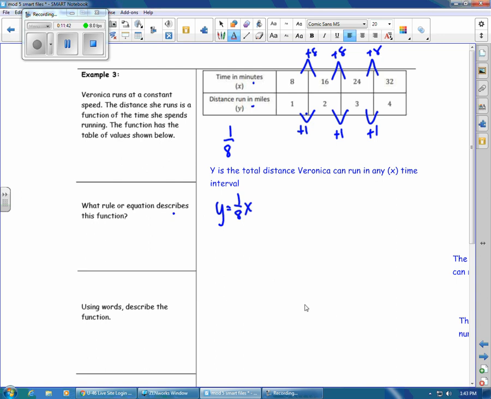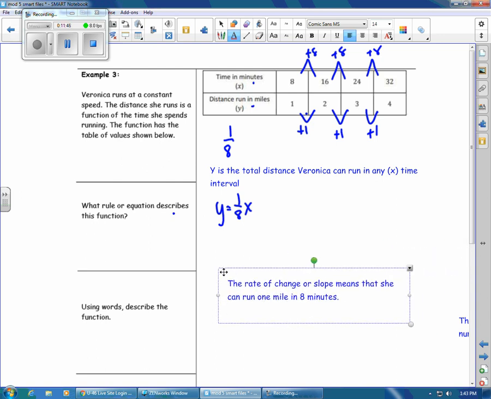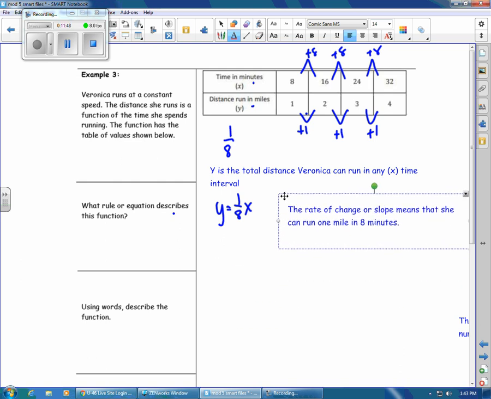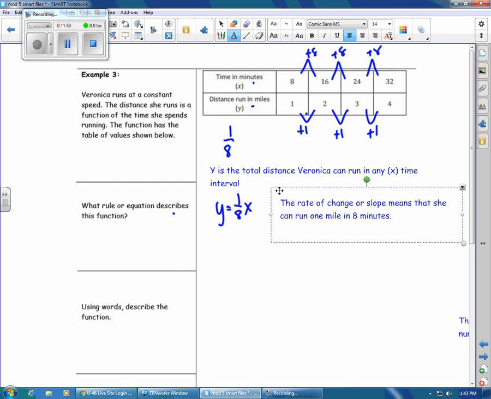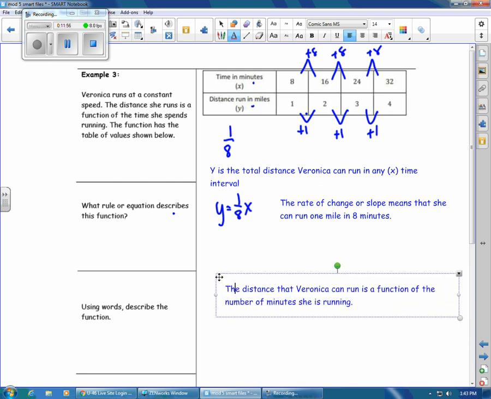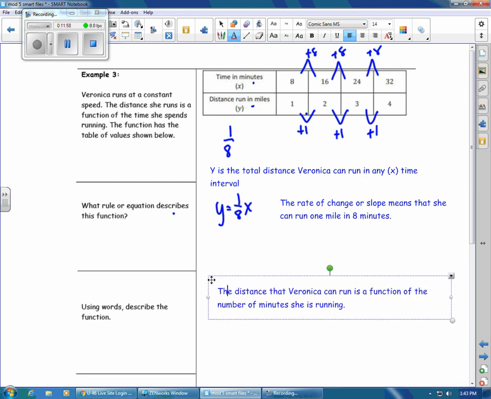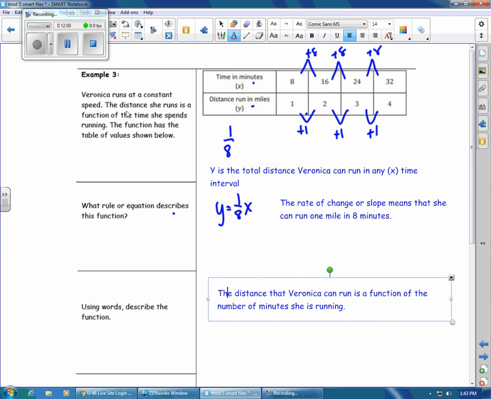Using words describe the function. They kind of already did, but we'll go ahead and do it again. The rate of change or slope means that she can run 1 mile in 8 minutes. So hopefully we're making some connections with that. The distance that Veronica can run is a function of the number of minutes she is running. And it was kind of over here too. The distance she runs is a function of the time she spends running. I said the number of minutes she spends running because that's just how it made sense to me.